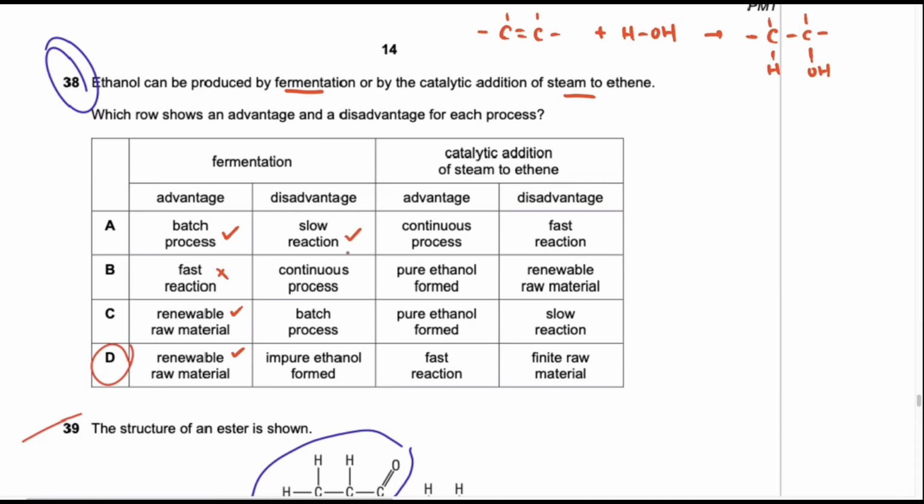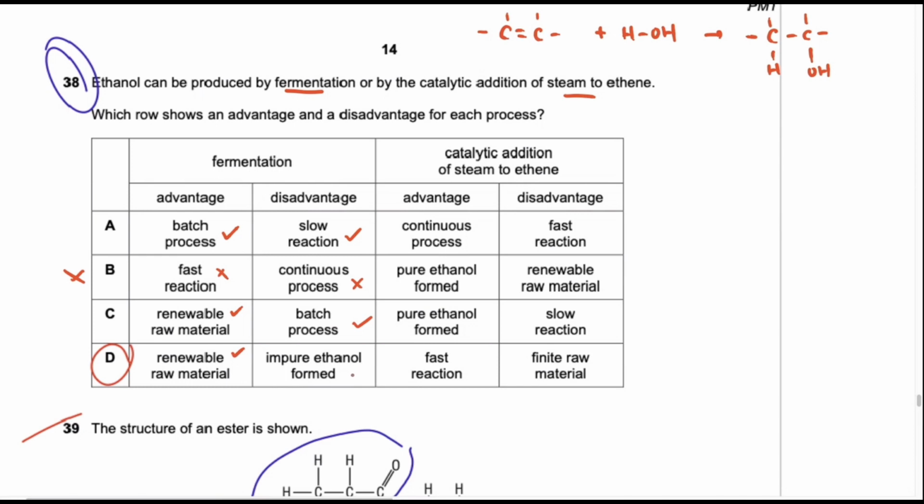Disadvantage, slow. Continuous, no, it's not continuous. Continuous is the industrial process, for steam to ethene. The factory will just keep adding steam to the ethene, so continuously. So this is not a continuous process, and that's why this is out already. Batch process, yes.